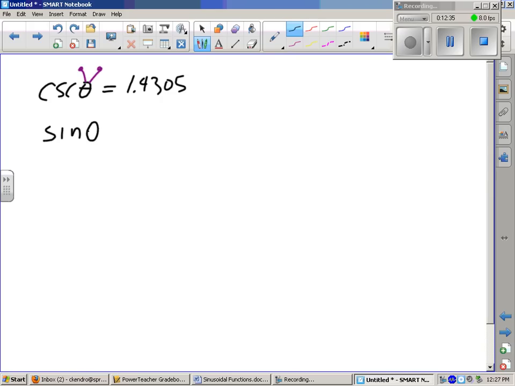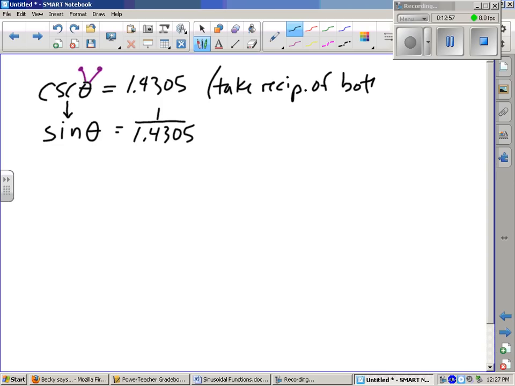So I'm going to take the sine of theta. I'm going to change this into the sine. So basically, I just took the reciprocal of the left side. So I'm going to take the reciprocal of the right side to keep everything status quo. All right. So over here, maybe you can leave yourself a note. Take recip of both sides. Okay, so you do that. And so this 1.4305, if I take the reciprocal, I get 0.6990.